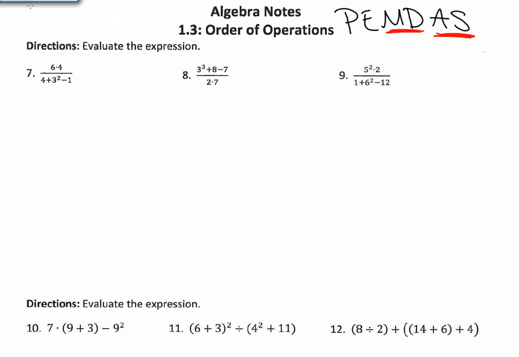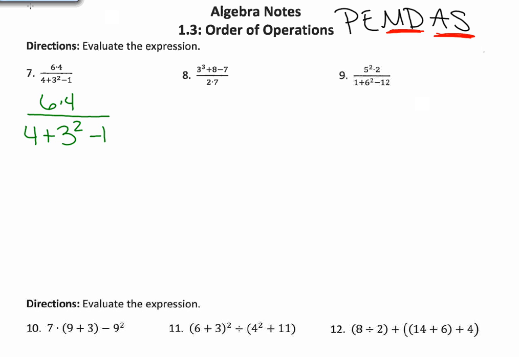So I look at number 7. I see I have fractions. So for fractions, I'm going to treat it as two separate problems, the top part and the bottom part. Okay, so I'm going to separate it out. When I look at the top, I have 6 times 4. And on the bottom, I have 4 plus 3 squared minus 1.